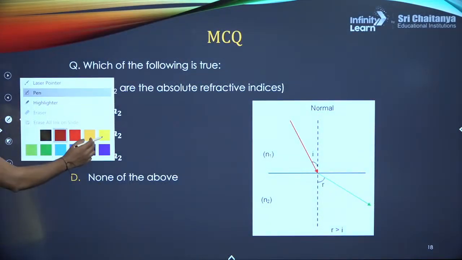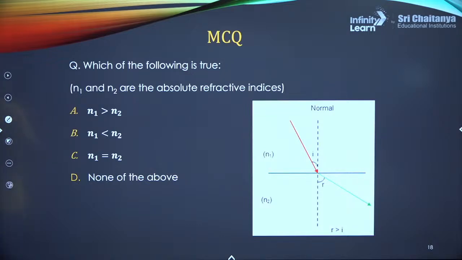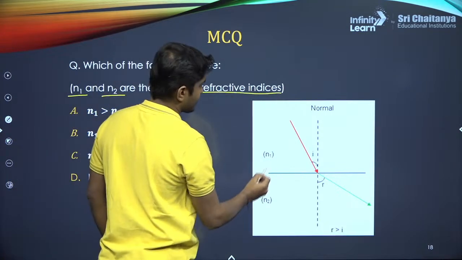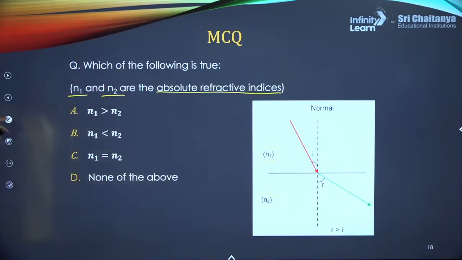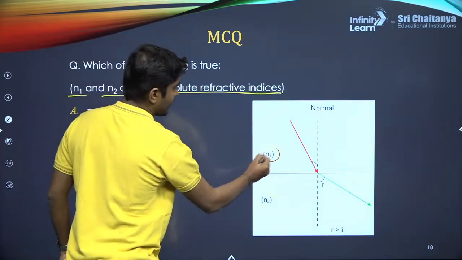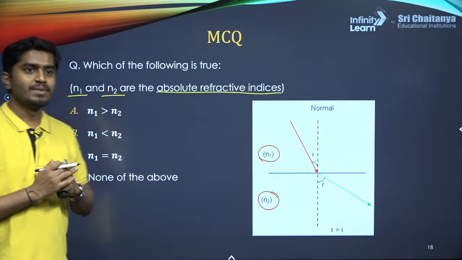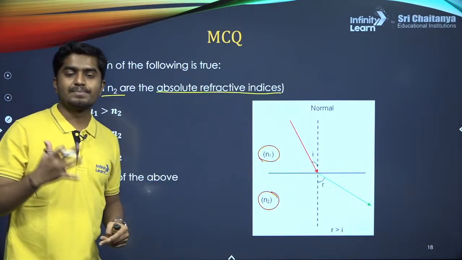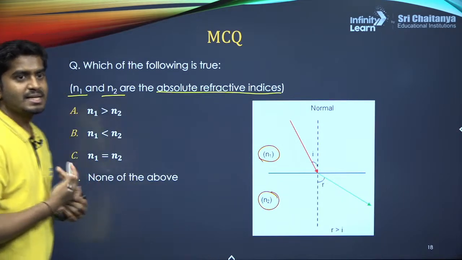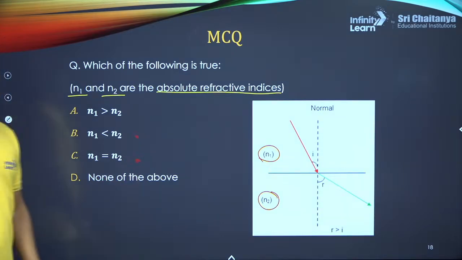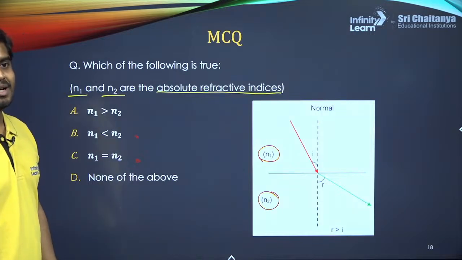Now solve this question. So which of the following is true? N1, N2 are the absolute refractive indices. So there is N1, there is N2. N1 and N2. We will solve this by two methods. One is directly just using the absolute optical density thing. C and B. Okay, somebody is saying C, somebody is saying B. All right, most of you are saying B. Great. So let's find out.